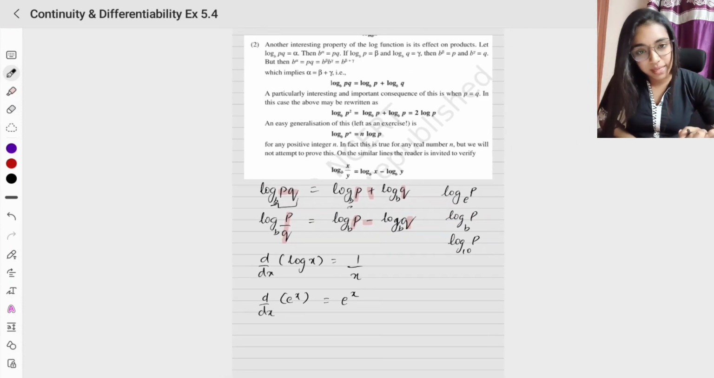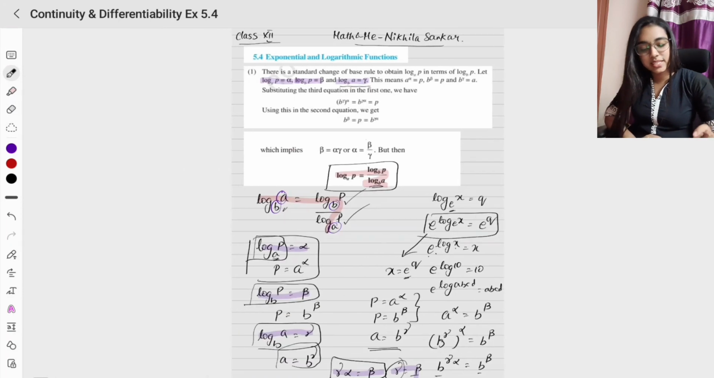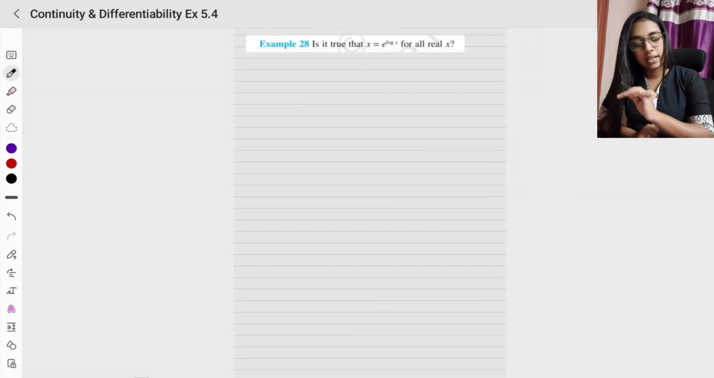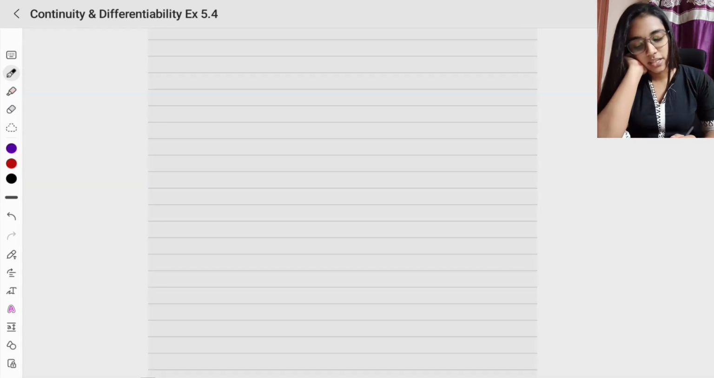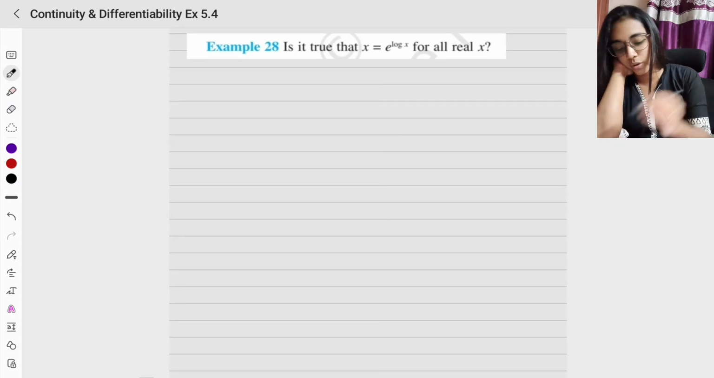Now moving on to example questions. In this page it is very, very important. It is very basic. So you need to know these two formulas and these two derivatives. Okay, now moving on to example 28. Is it true that x is equal to e to the log x for all real x? Okay, how do you solve this?